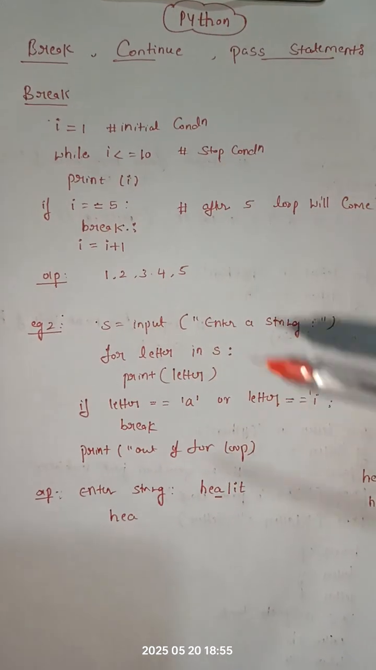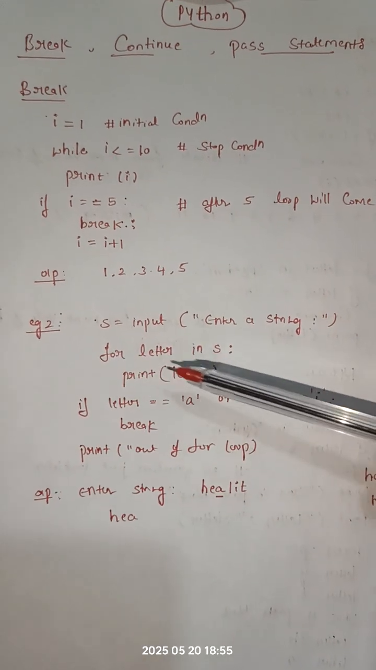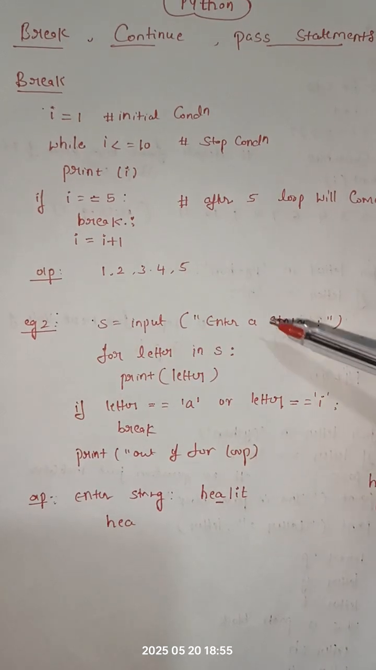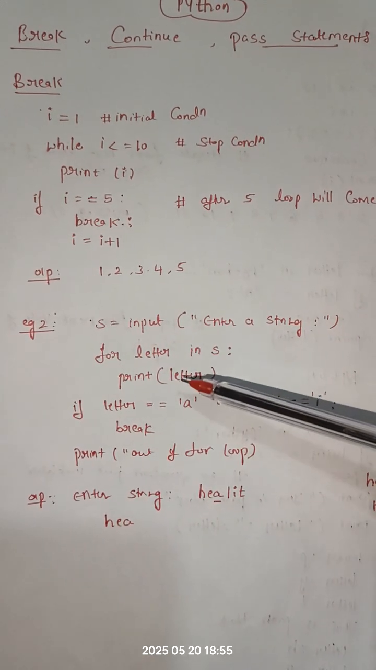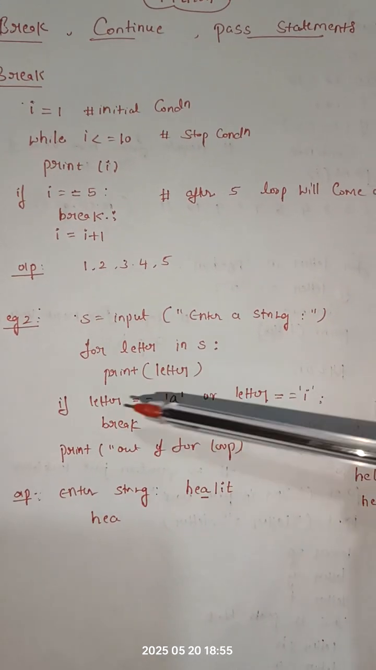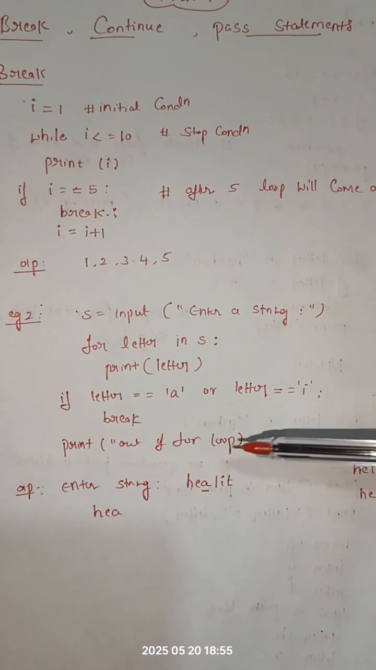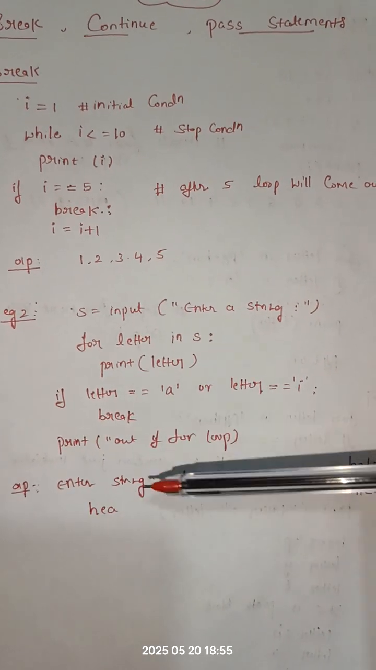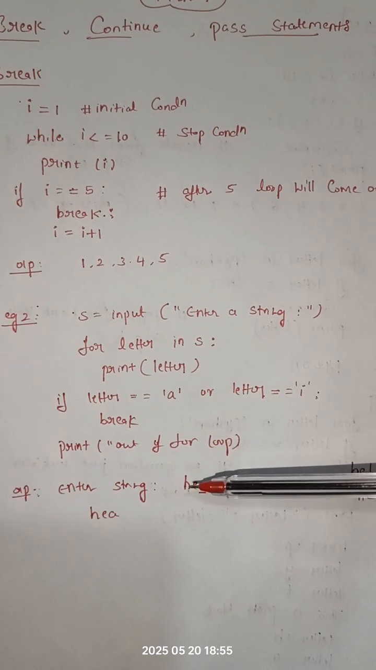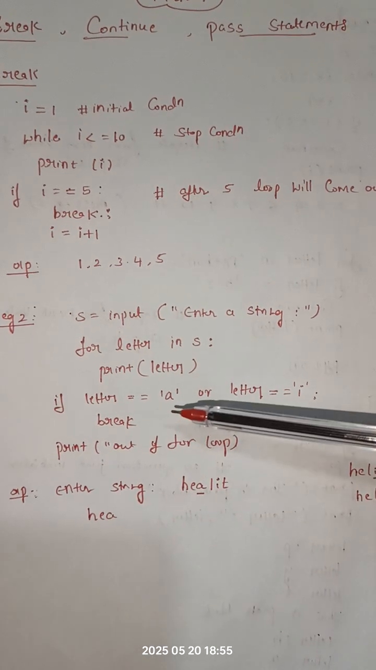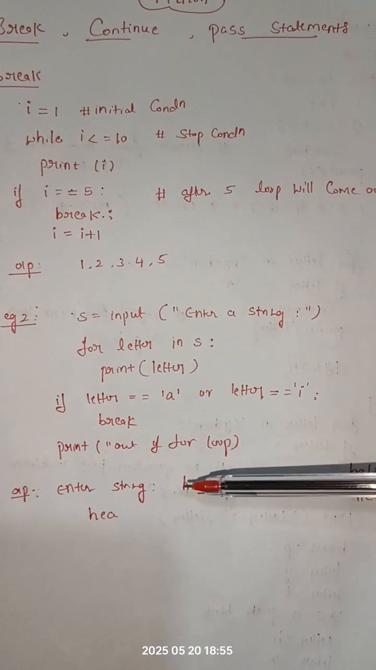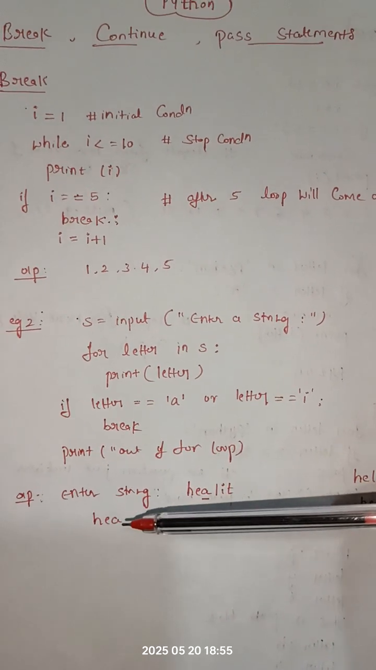That is the result. Example 2: take the string s equals input, enter a string, for letter in s. If I take any string, for each letter in s, print that letter. If letter is a or letter is i, break. So we are entering the string; you can take any string. I am taking here helit. Look at this: H E A. Here the letter is A, so if the letter is A, it is going to break. That's why the output H E A is printing.